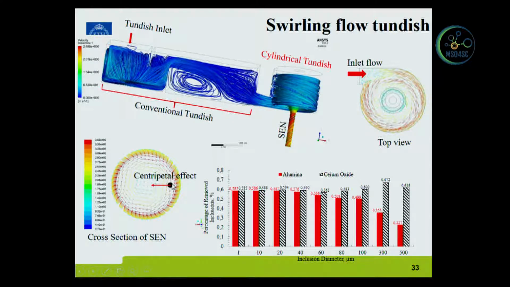In a swirling flow, because the particle density is lighter than the molten steel, if here is a particle, then there is a centripetal force. Then the particle will move towards the center. After the particle moves towards the center, its possibility to touch the wall will reduce. So from this figure, we can see that for aluminum inclusions, the number of inclusions touching the wall is reduced a lot with the increase of the inclusion size.